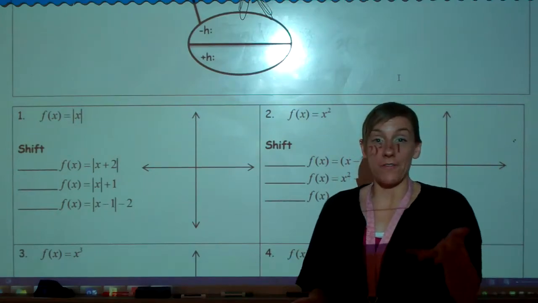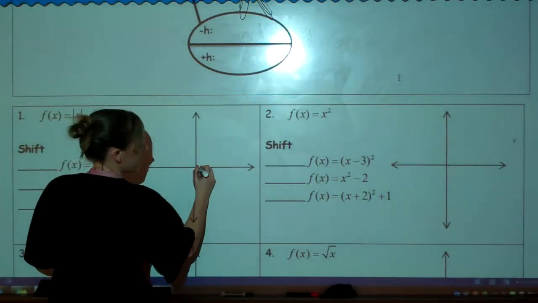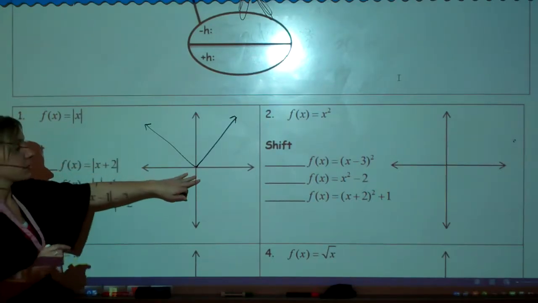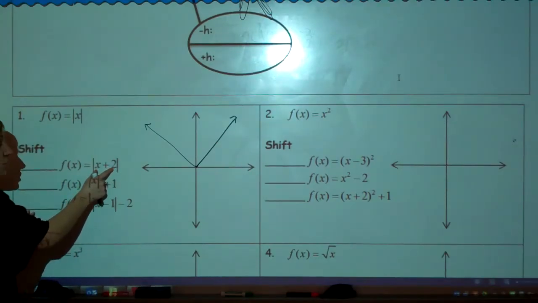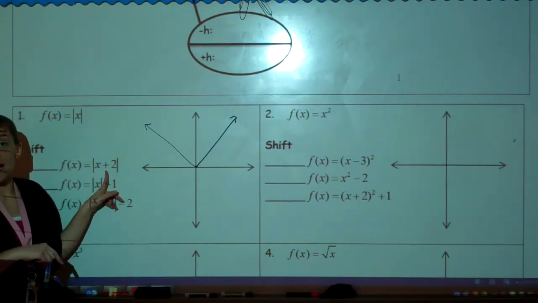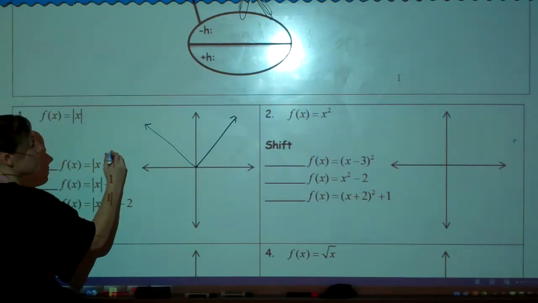So the original graph, and we know this from our flashcards, is just a V. So if you go back and look at your flashcards, the absolute value is just a regular old V, okay? So now, this 2, let's first ask ourselves, is it H or K? Is this 2 inside the group or is it outside the group? Well, it's inside, so that's H.